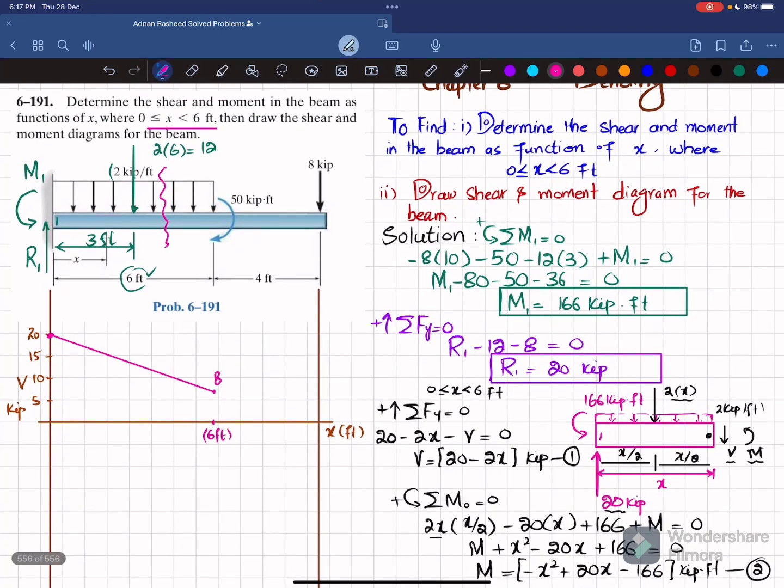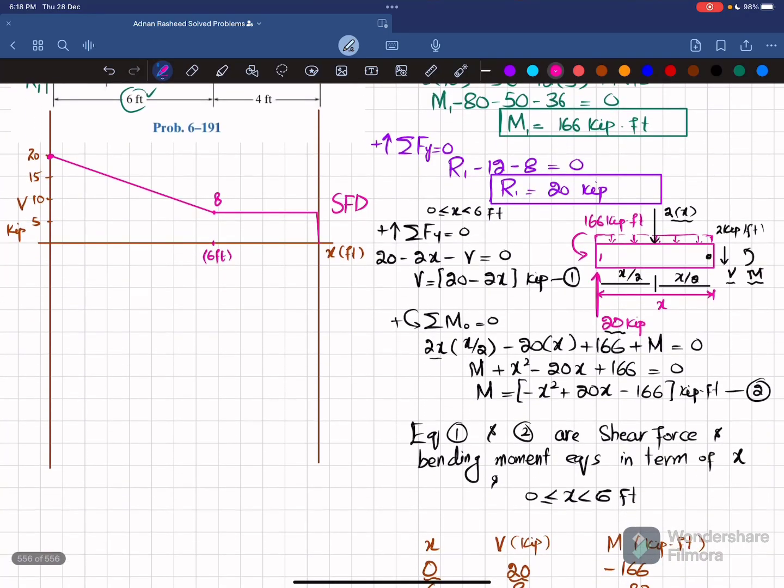Now in moving from this point till this point, we do not have any other force, so shear force will remain horizontal till the end, and at the end you can see you have minus 8 downwards, so that will cause it to go toward 0. Clear? So this will be your shear force diagram.